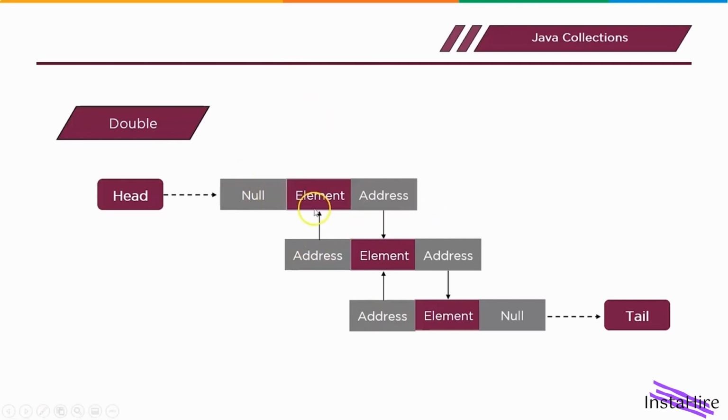So in the head part, you store the element value and the starting address will be null, which indicates the first element of the first node. And in this next address block, we have the address of the second node. And in the second node, we have two address blocks. The first address block will point to the previous node and the second address block will point to the next node. In the tail part also we have two addresses. The first address will be pointing to the previous element, and the last address will store null, which indicates the end of the doubly linked list.